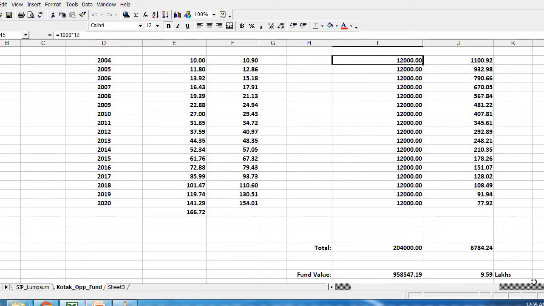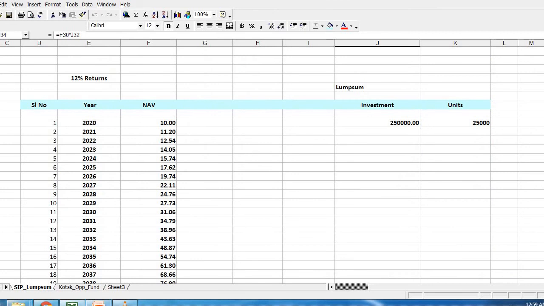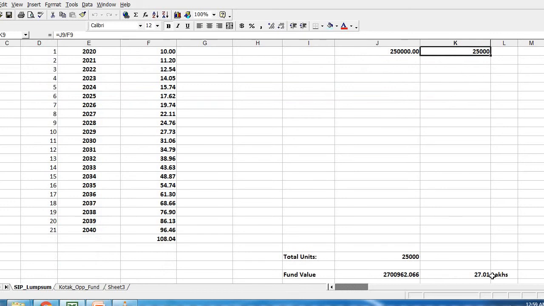Suppose, instead of this Kotak equity opportunities fund, we are investing in a new fund offer of a new company at 10 rupees. Even if we imagine 10% to 12% growth, and we invest a lump sum of 2,50,000 rupees, we accumulate 25,000 units. The fund value at the end of 20 years would be 27 lakhs, based on 12% growth. The NAV was 10 in the first year, grew to 11.20 in 2021, and goes to around 108 at the end of 20 years. So the fund value is 108.04 into 25,000, which comes to around 27 lakhs.